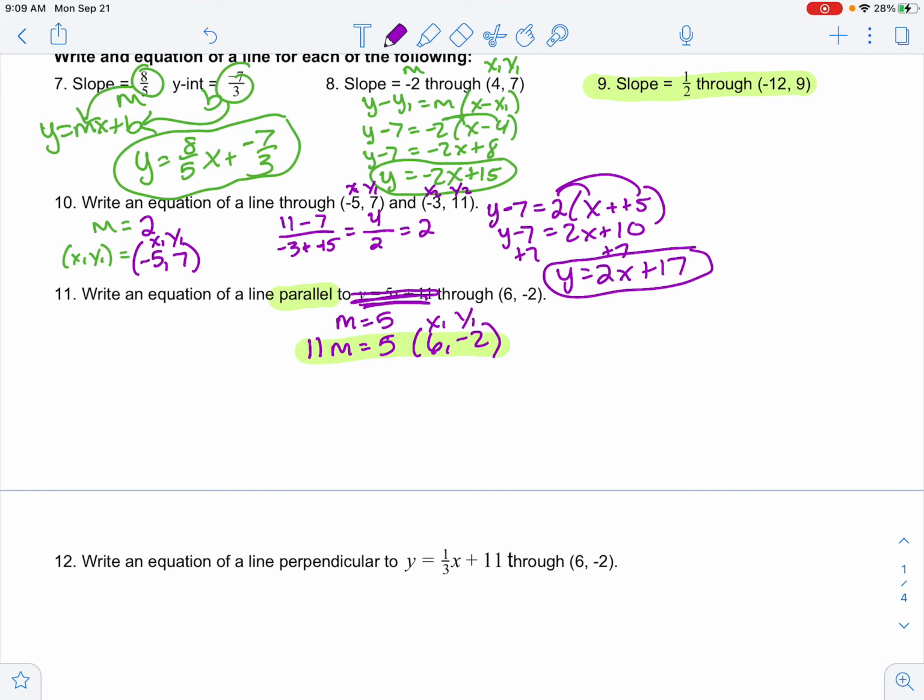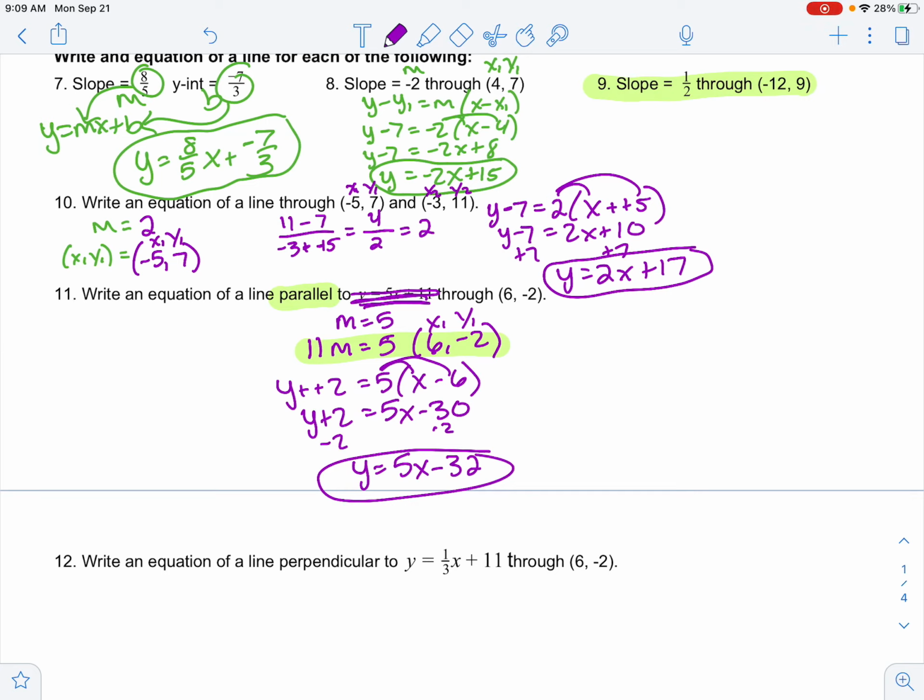So here's my x1, y1. Now I can use point slope form just like we have been doing. So we have y minus negative 2 equals slope times x minus x1. Minus minus, we're going to bam, distribute that 5, and then subtract 2 from each side. So we have y equals 5x minus 32. There's your parallel equation. It would be the exact same equation if we had the same y-intercepts. That's why that y-intercept has to change.